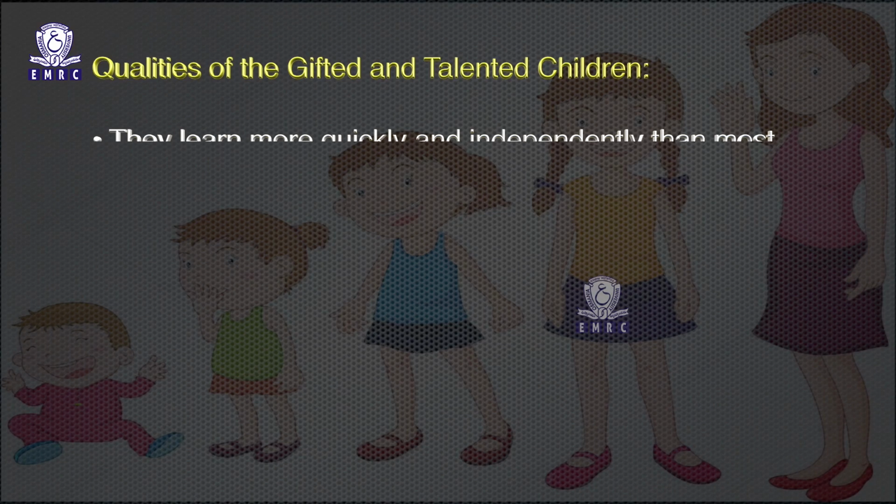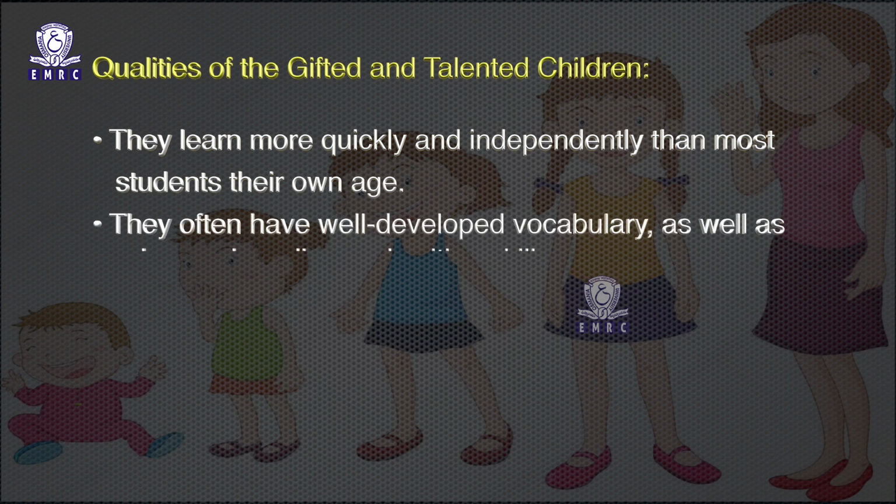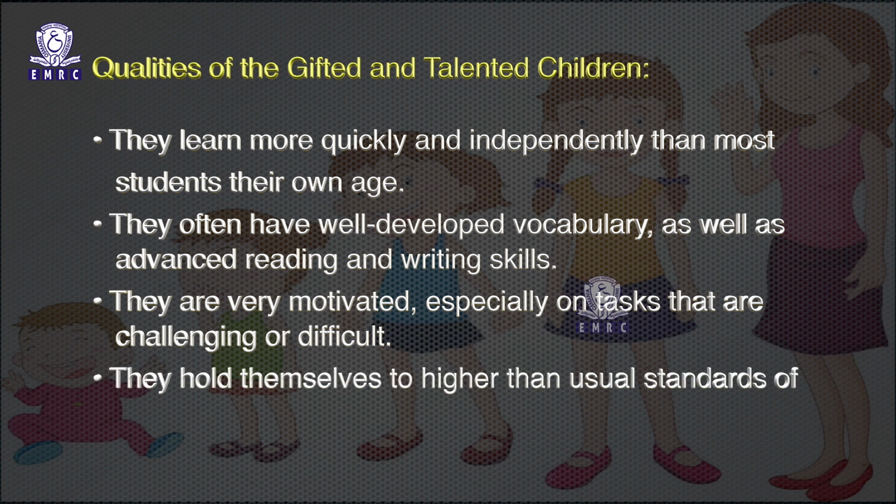Now, here are some of the qualities of gifted and talented children. Generally, gifted and talented children show some combination of these qualities. They learn more quickly and independently than most students of their own age. They often have well developed vocabulary as well as advanced reading and writing skills. They are very motivated, especially on tasks that are challenging or difficult. They hold themselves to higher than usual standards of achievement.